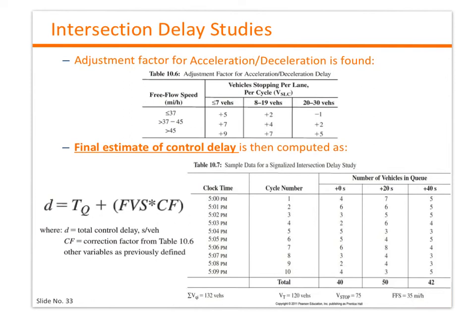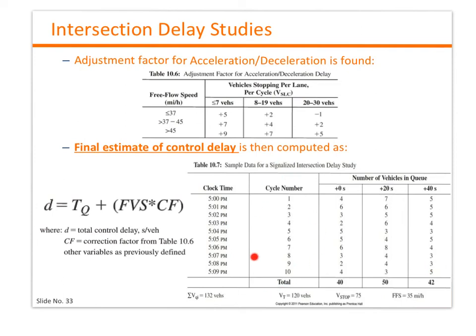So let's have an example to understand how we can measure the total amount of delay. First of all, this is the sample data for a signalized intersection delay study, and as you can tell, we have the clock time from 5 p.m. all the way to 5:09 p.m., and we have 10 cycles during this time. So apparently the signal cycle is 60 seconds.